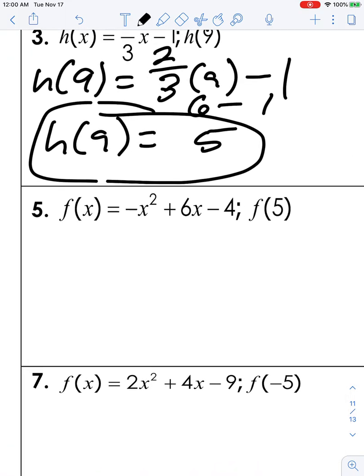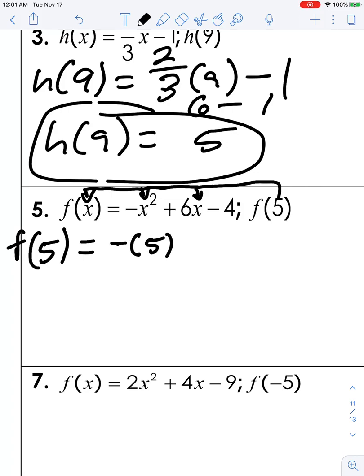All right, the next one. It wants to know the answer. What's the answer when you plug in 5 for every single x? All right, so what is f of 5? So here, obviously I'm going to put a parenthesis, plug in the 5, another parenthesis, plug in the 5, and then now I've got my equation set up.